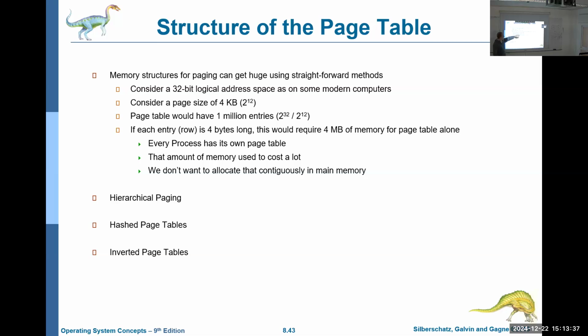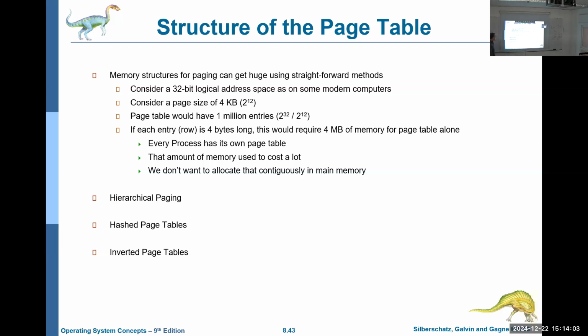The amount of memory used to cost a lot. Maybe nowadays it doesn't sound like so much, but 4 megabytes for every program? I want to run Hello World, and I'm going to have to use 4 megabytes. That sounds crazy. We don't want to allocate that contiguously. Also, another problem, that 4 megabytes, remember we said, has to be contiguous. So we don't want it to be contiguous.